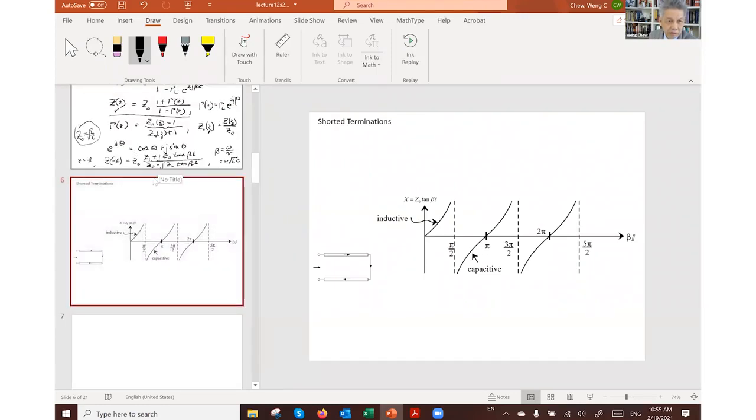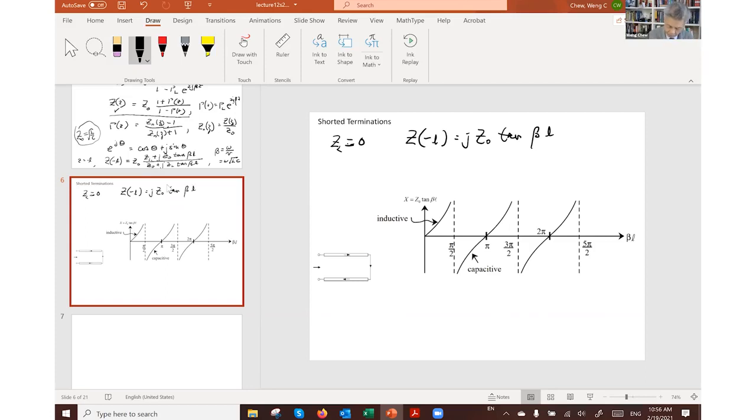So if I take the previous formula from the slide and change the load impedance ZL to 0, which is the impedance of a shorted transmission line at the end, then you can look at the formula. This term will go away, that term will go away. And then you can see that Z of minus L would be equal to j Z naught tangent of beta L. L is the length, this point over here.